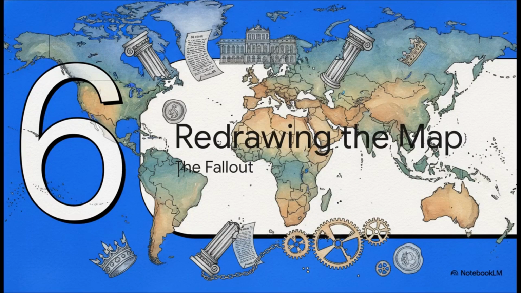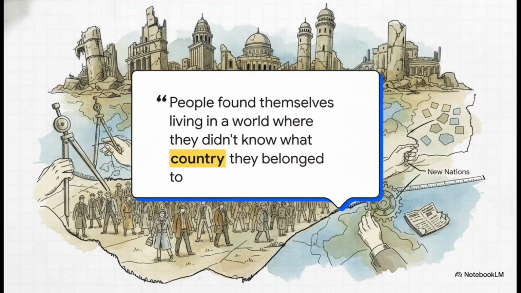Which brings us to our final act, Section 6, Redrawing the World Map, the Fallout. Because while the guns may have stopped, the 1919 Paris Peace Conference and the Treaty of Versailles kicked off a chaotic dismantling of centuries-old global empires. Basically, overnight, 3 massive empires that had stood for centuries, the Austro-Hungarian, Russian, and Ottoman empires, just vanished. Millions of people were left completely disoriented, living in countries they didn't even recognize.